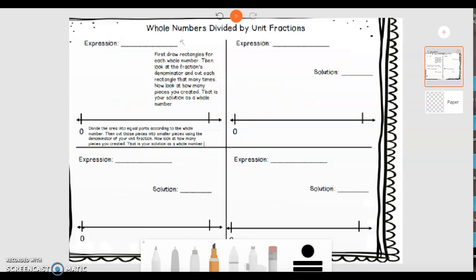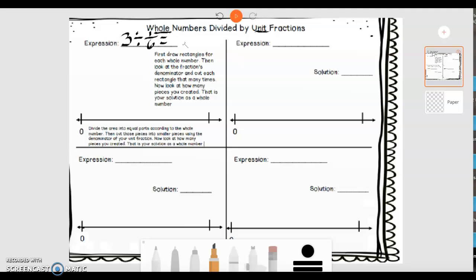Now we are going to look at our whole numbers, which is going to be our dividend, and we're going to divide it by a unit fraction. So a little bit different, but the same basis. I'm going to give you an example. Let's take our whole number, let's say 3, and divide it by 1/6. And we're going to find out what our answer is.